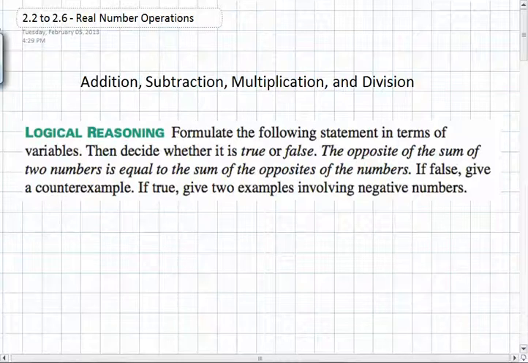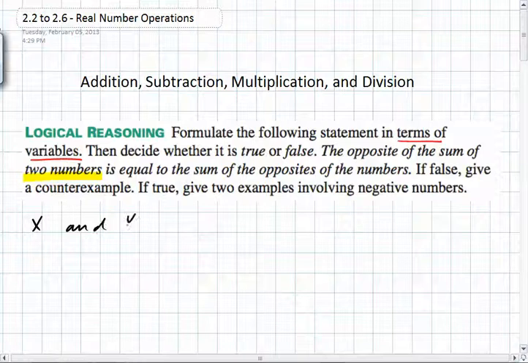So first we need to write it in terms of variables. So the opposite of the sum of two numbers. So we have two numbers. Let's call them x and y are our two numbers. So it says the opposite of the sum.